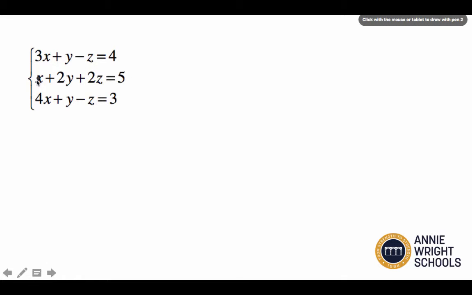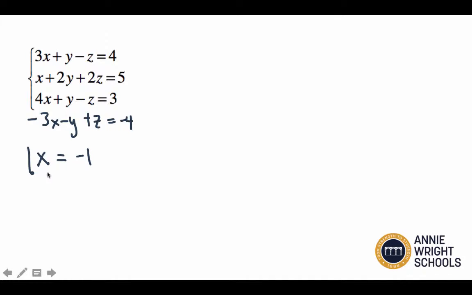So the first thing I'm going to do is multiply the top equation by negative 1. That gives me negative 3x minus y plus z equals negative 4. And I get really lucky here if I do that, because I get an x and it's a 2 for 1. The y's cancel and the z's cancel, and I'm left with x equals negative 1. And you don't get that lucky very often.